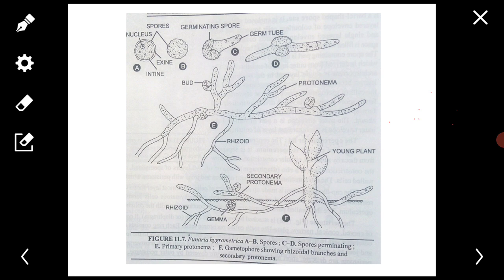Next way of vegetative reproduction, that is apospory. Apospory means that secondary protonema may also arise from any cell of the sporogonium. They are similar to those produced from the gametophyte, in structure and morphology, and develop into leafy gametophores. This type of production of protonema directly from sporogonium cells is termed apospory.